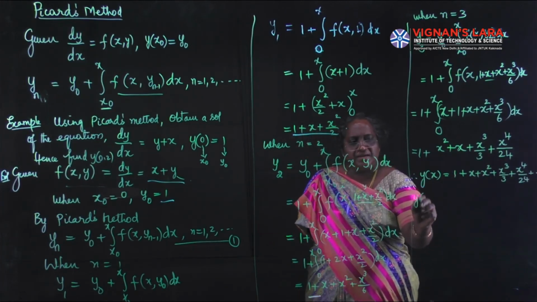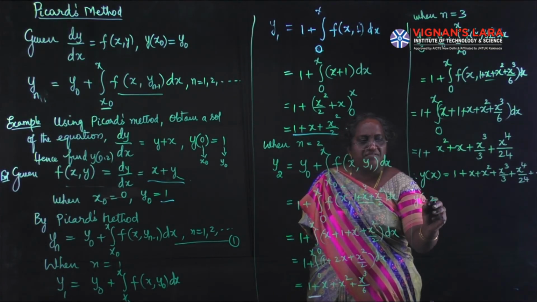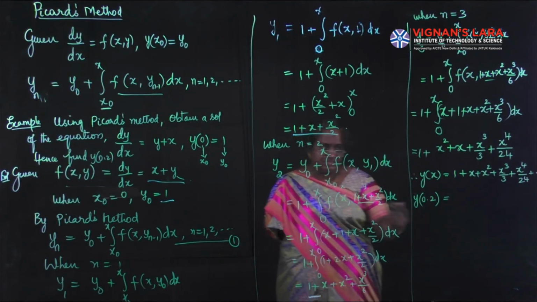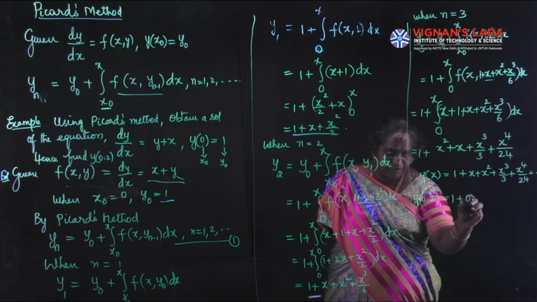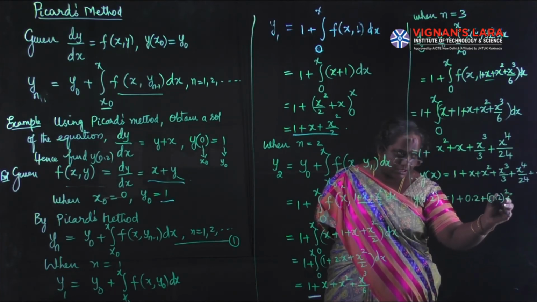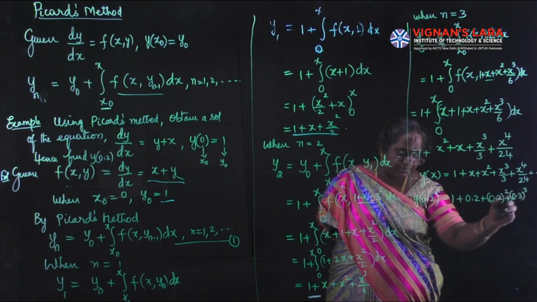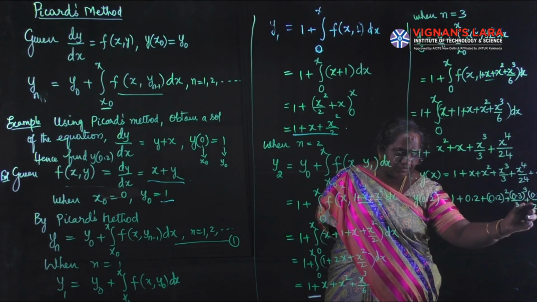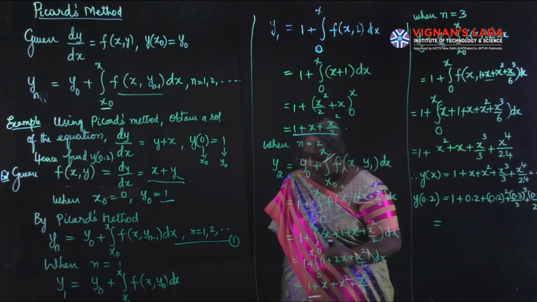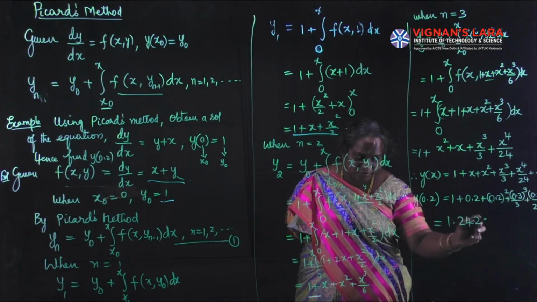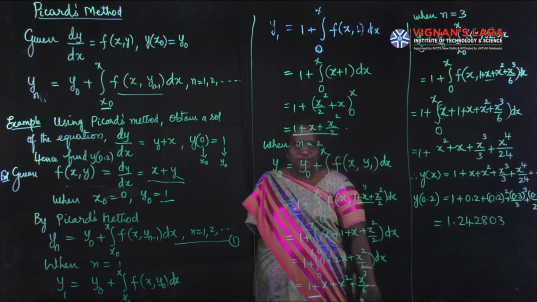Now y at, where did they ask? At 0.2. We directly substitute the value of x. So instead of x, if you put 0.2 plus 0.2 whole square plus 0.2 whole cube by 3 plus 0.2 whole power 4 by 24, this comes to be 1.242803. So using a calculator you can calculate.